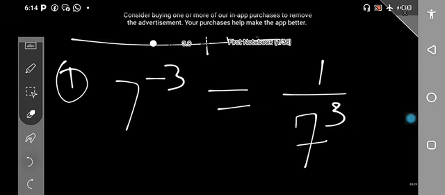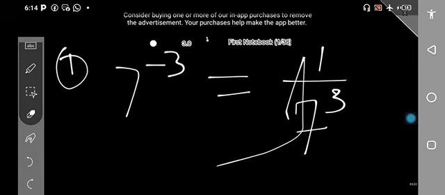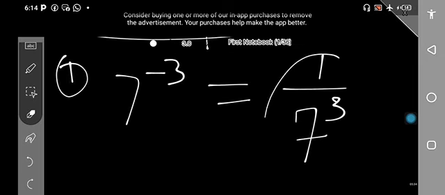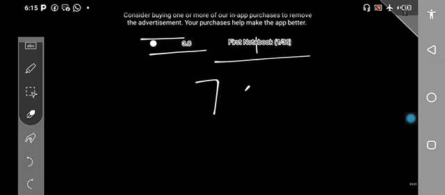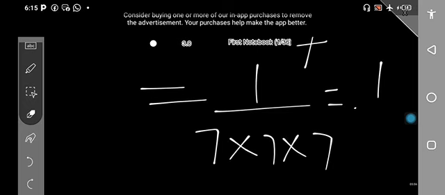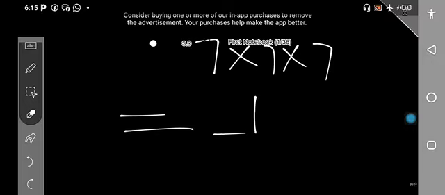So let's simplify this. We can leave this as a final answer, or we can also simplify further. It depends on what the question tells you to do, but I would prefer us to simplify this further. So we have 1 over 7 raised to the power 3. Let me just break it down. So 7 raised to the power 3 means 7 times 7 times 7, right? And this equals 1 over 343.